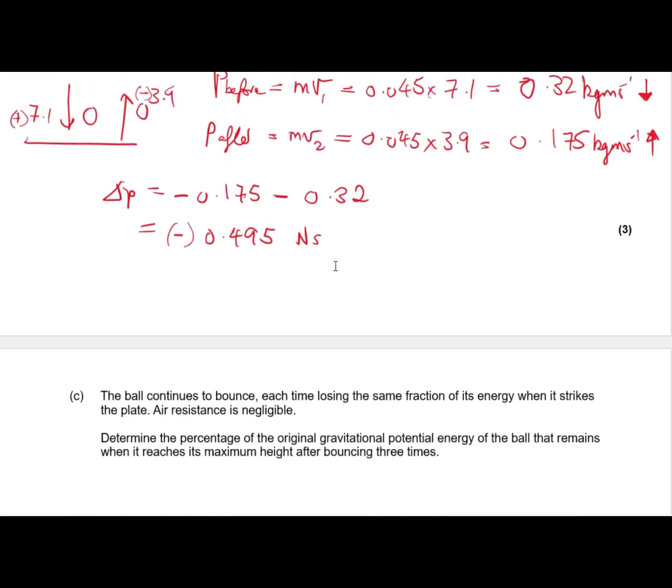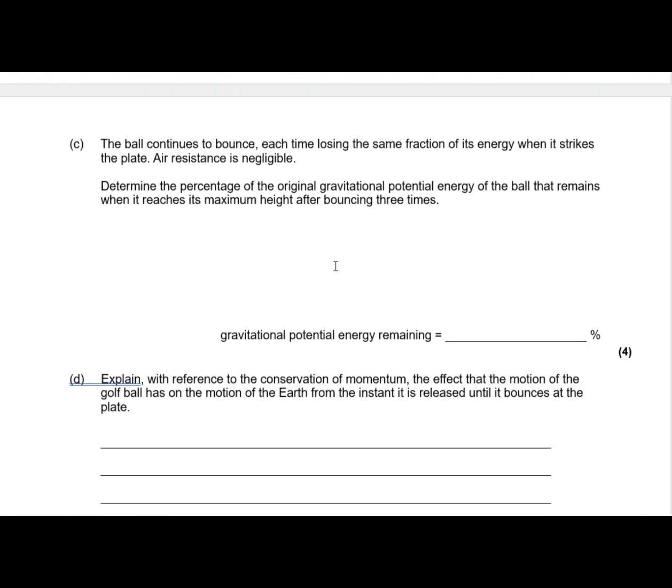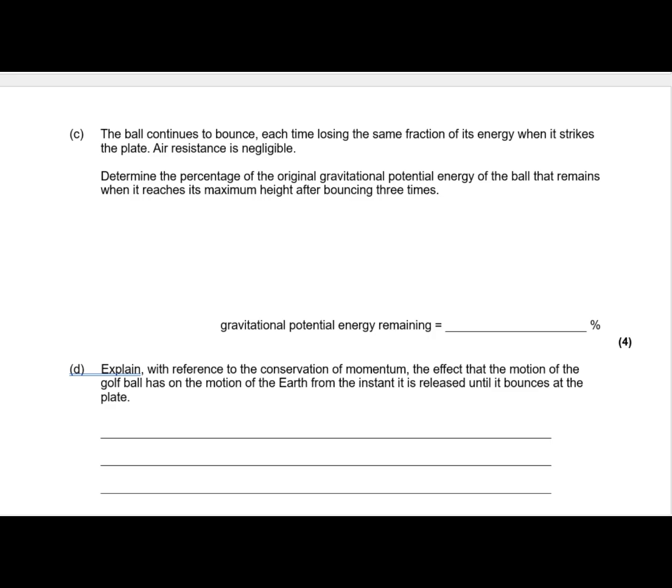The ball continues to bounce, each time losing the same fraction of energy when it strikes the plate. Air resistance is negligible. Determine the percentage of the original GPE of the ball that remains when it reaches its maximum height after bouncing 3 times. Right, so they haven't given us a height, but what we do know is that the GPE at the top is equal to the KE at the bottom when you drop it.